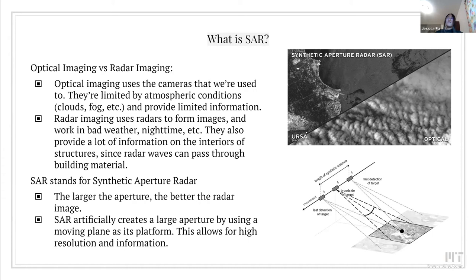In this bottom image, you can see how it works. As the radar moves along the line, the entire length that it moves becomes the length of the aperture. This allows for a much higher resolution and a lot more information compared to traditional means of imaging. I'm going to go over a general overview of how our system works.